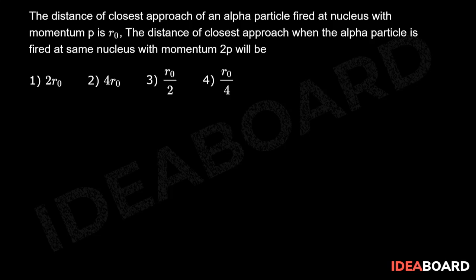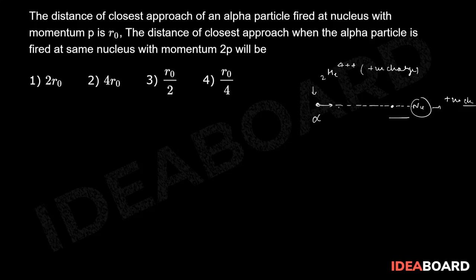suppose that this is your nucleus and this is your alpha particle. I'm assuming that it is going like this. We know that this has positive charge, because an alpha particle is a helium nucleus, so it has positive charge, and of course this nucleus will also have positive charge. That means in between the joining line, this alpha particle has to stop.